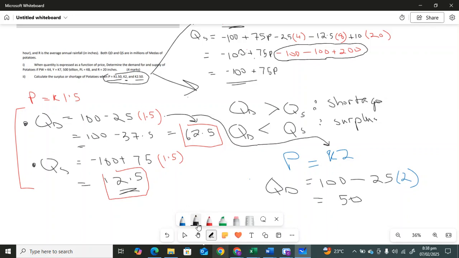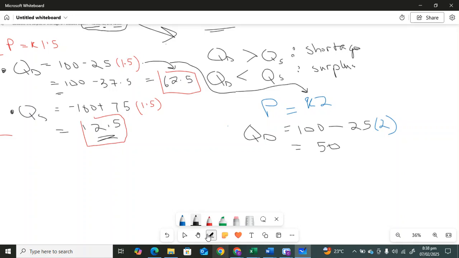So since the price has gone up, what do you think will happen to supply? Since the price has gone up from 1.5 kwacha to 2 kwacha, will supply increase or decrease? To have an increase, yes, law of supply. 75 times 2, that is 150. Negative 100 plus 150, that gives us 50 units. So supply is 50 million medals of potatoes.